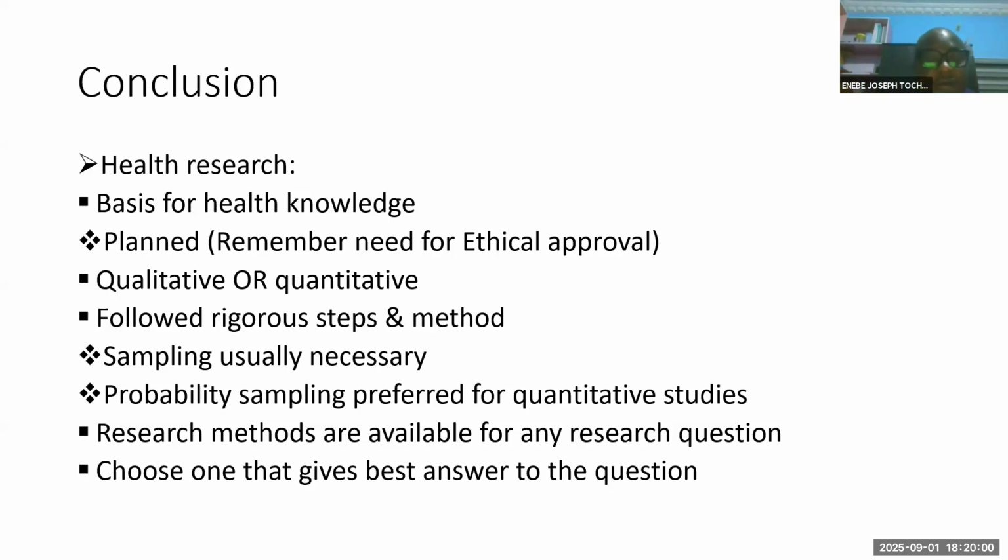Now, we didn't discuss sampling methods, but probability sampling methods are usually preferred over non-probability sampling methods, especially for quantitative research. And then research methods are available for any research question. So based on the research question, we can choose a method. If you choose one method and it gives you the best answer to the question you have chosen, I'm sure that it will be easy for us to go through the basics of research when we start writing our proposals and defending our dissertation.